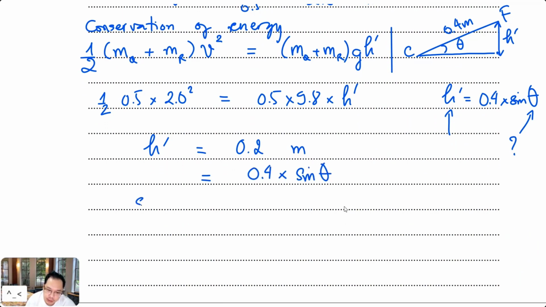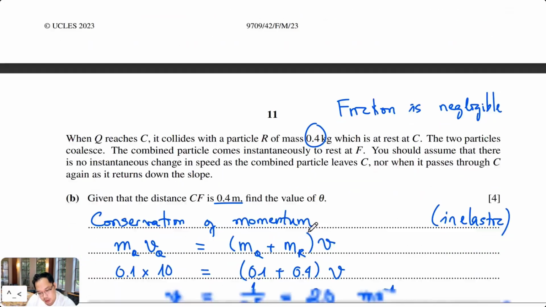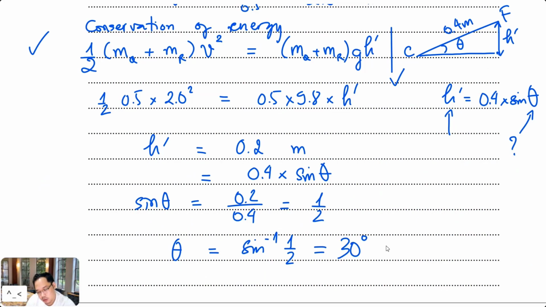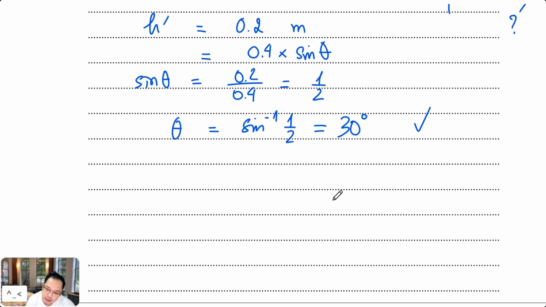CF multiplied with sine of the angle theta, and therefore sine of theta will be equal to 0.2 over 0.4, which is 1/2, and therefore the angle theta is the inverse sine of 1/2, which is 30 degrees. Okay, 30 degrees. So this is the answer. Again, this is the first mark, the second mark for finding the speed, the third mark for writing the equation of the conservation of energy, third mark here for this equation. And lastly, solving it, plug in the value and find the angle. So that is 4 marks for this question.